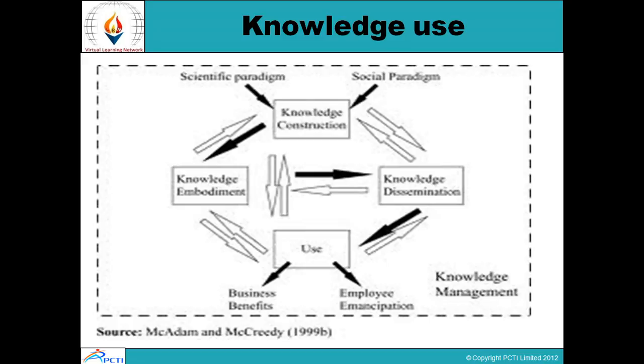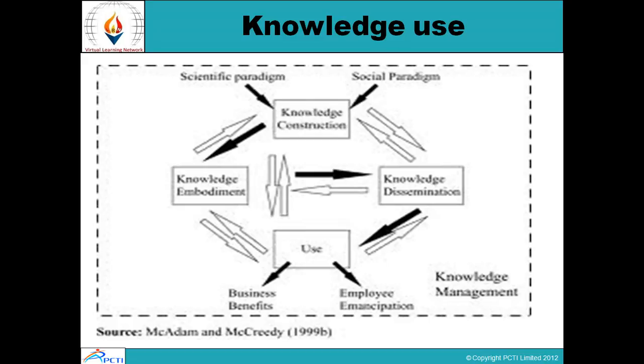Now let us discuss knowledge use. According to the scientific and social paradigm, knowledge is to be constructed first. Then after it is constructed, it should be disseminated across the organization. It should be managed. It should go to proper usage, so that business benefits and employee satisfaction can be calculated. And then we need to focus on the knowledge embodiments.